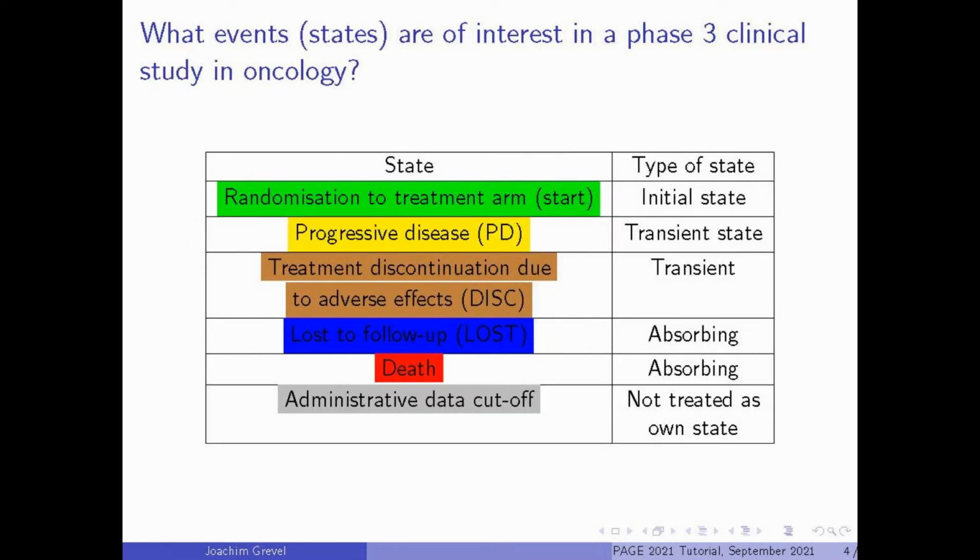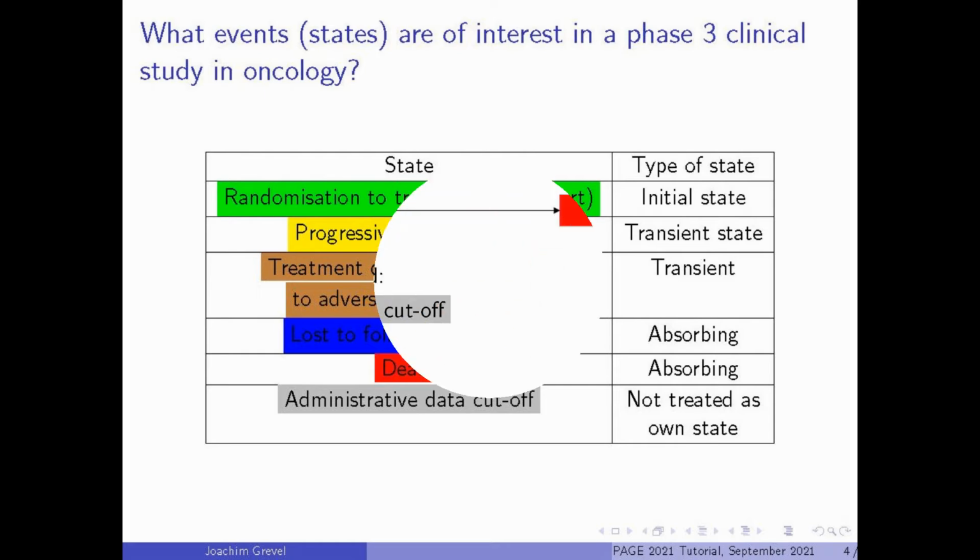We are now going through the exercise of dividing a phase 3 clinical study in oncology into various states of interest. We follow a patient as he starts by randomization to a specific treatment arm. He enters the initial state. From there he has options to go into various transient states, for example progressive disease or discontinuation due to adverse events. He may be lost to follow-up and enter thus an absorbing state. He may also die, as well an absorbing state. At any time, administrative data cutoff may cut short an individual data set. This is not treated as a state, but as right censoring.